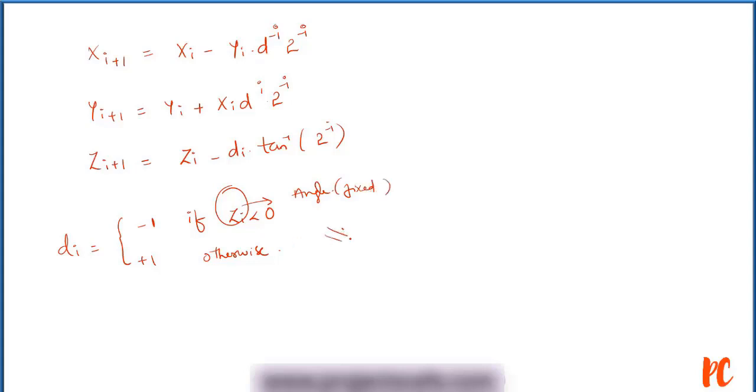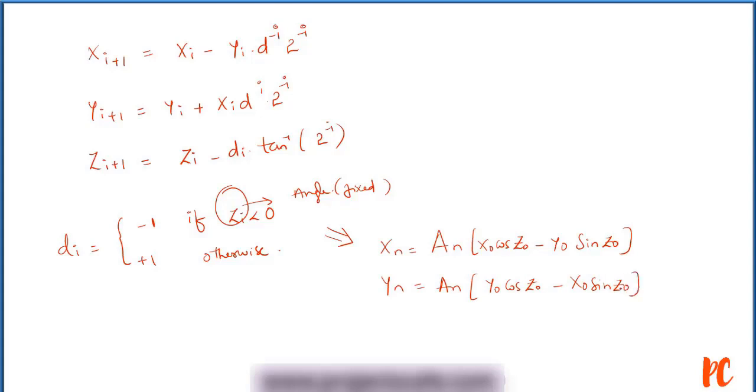Then finally we can express this in the form xn is equal to An into x0 into cos z0 minus y0 into sin z0. Similarly, yn is equal to An into y0 into cos z0 plus x0 into sin z0, and the value of zn will be 0, and An, the common factor with respect to the signal in the mathematical expression, will be the product of square root of 1 plus 2 power minus 2i.